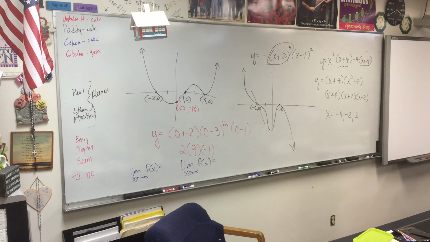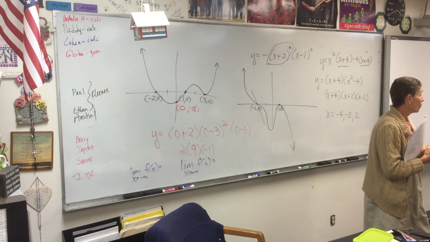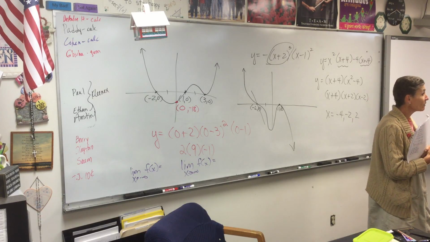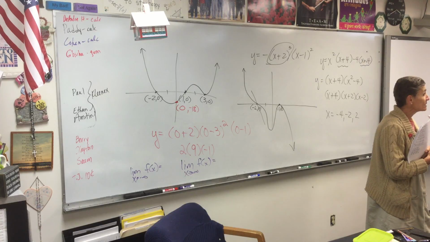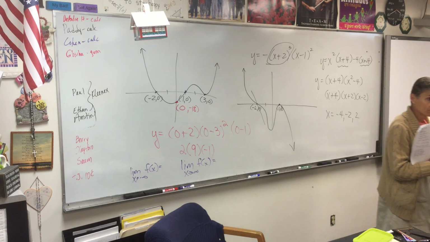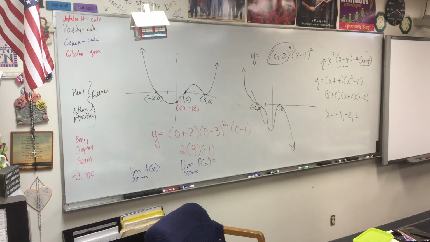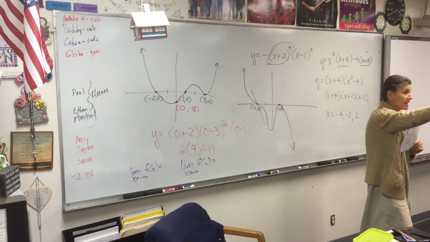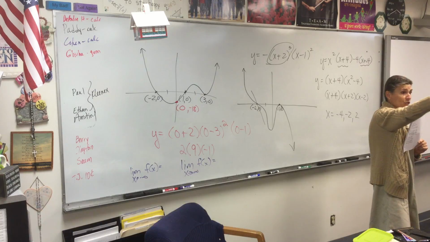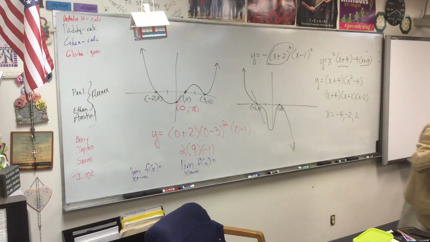C is a no. C is a no because it has a variable in the denominator, not allowed. If you're going to be a polynomial function, you cannot have a negative exponent and you cannot have a variable in the denominator.